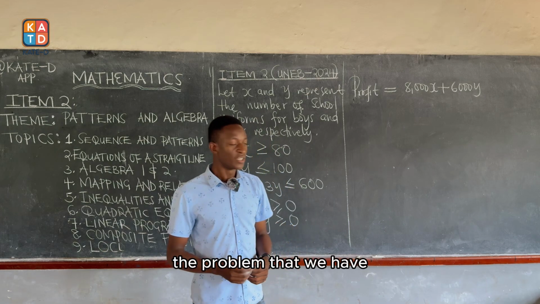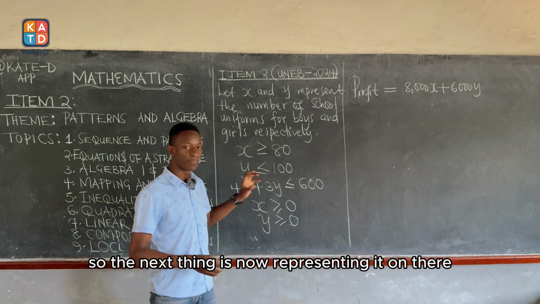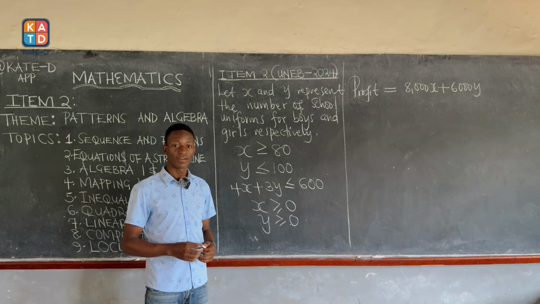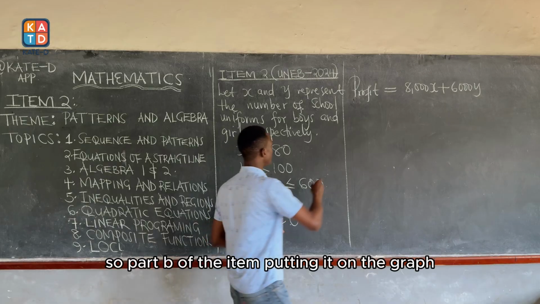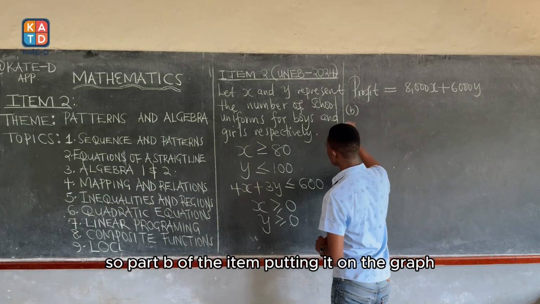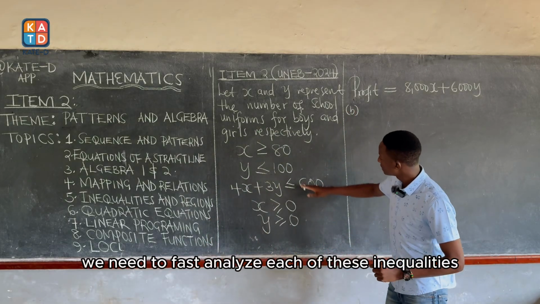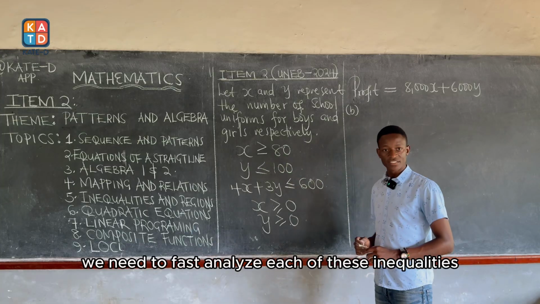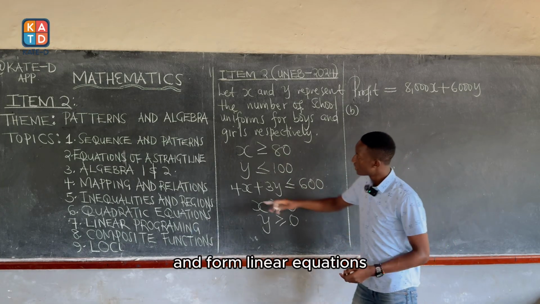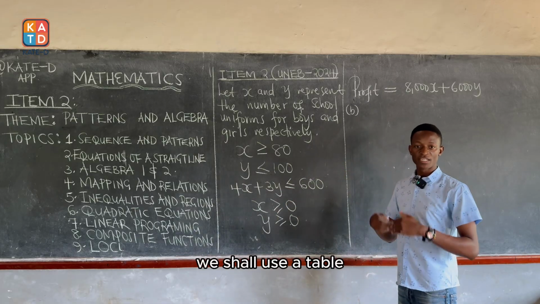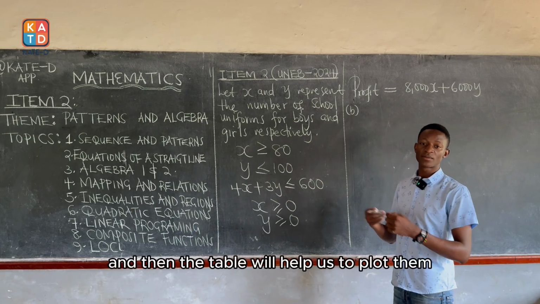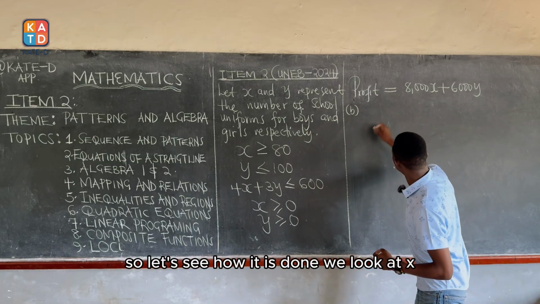So the next thing is now representing it on the graph, which is part B of the item. So part B of the item, putting it on a graph, we need to first analyze each of these inequalities and form linear equations. On forming linear equations, we shall use a table, and then the table will help us to plot them. So let's see how it is done.